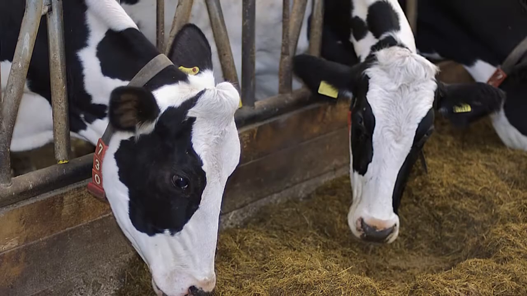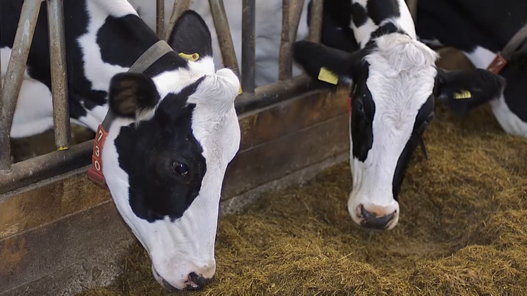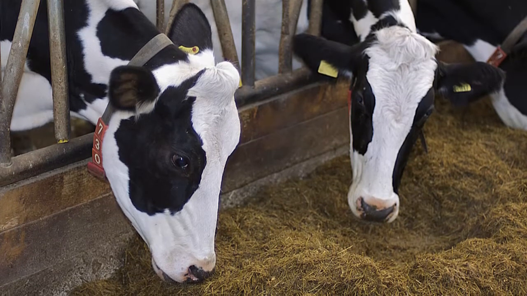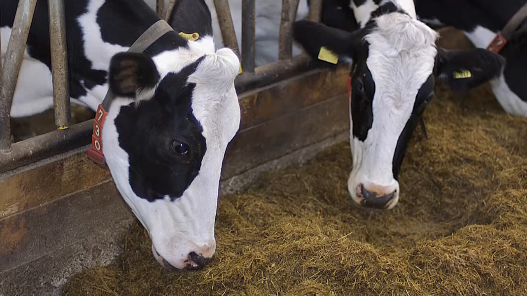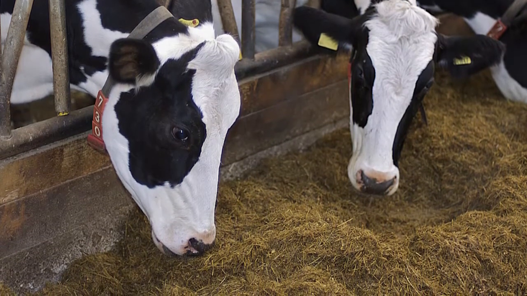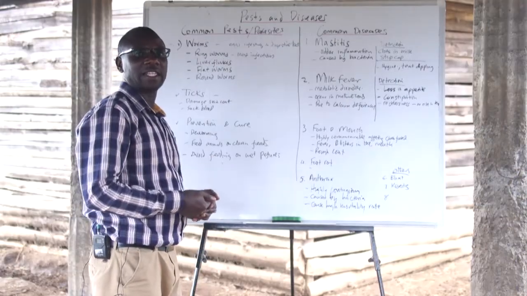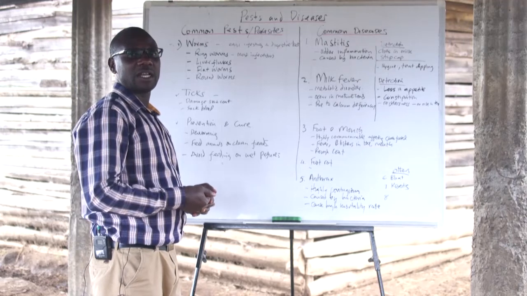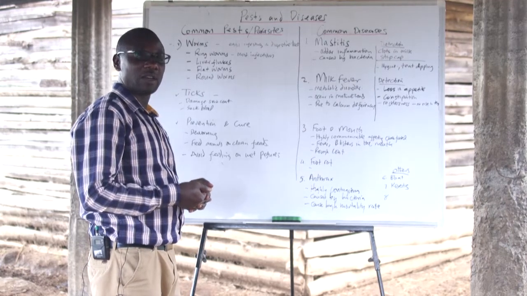One other thing is that the animals should be allowed to feed on clean feeds, because most of the bacteria will get into the body of the cow when the feeds are infected and contaminated with bacteria. Therefore, the farmer should always ensure that the feeds are clean, and the cow is able to feed on clean feeds, and not only feeds but also clean water.